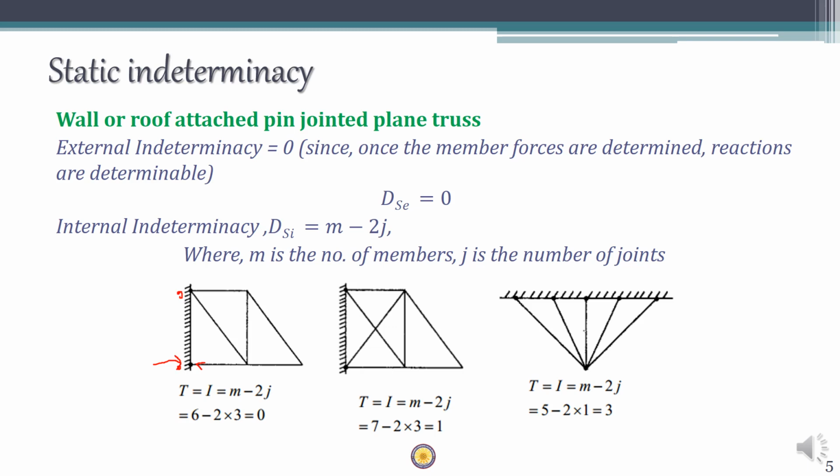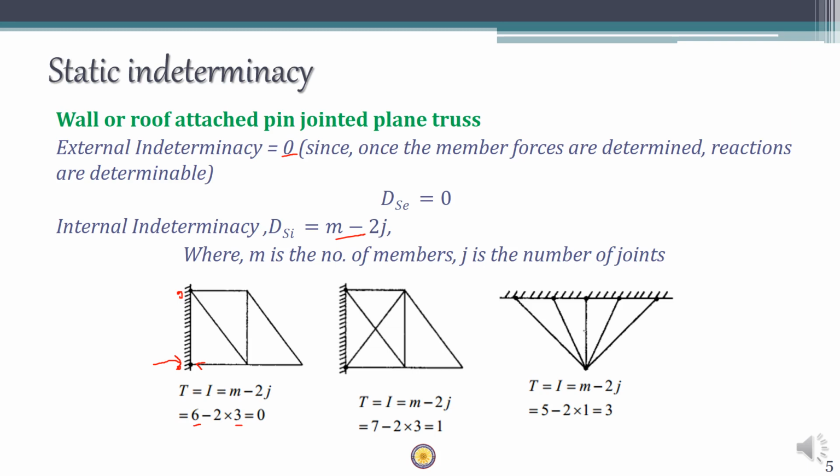Okay, so for wall mounted trusses, external indeterminacy is always 0, and the internal indeterminacy DSI is given by m minus 2j, where m is the number of members and j is the number of joints. So seeing these examples, the number of members is 1, 2, 3, 4, 5, 6. 6 members and 1, 2, 3 joints. So while calculating joints, please ensure that you exclude the wall joints. Okay, so only 3 is calculated.